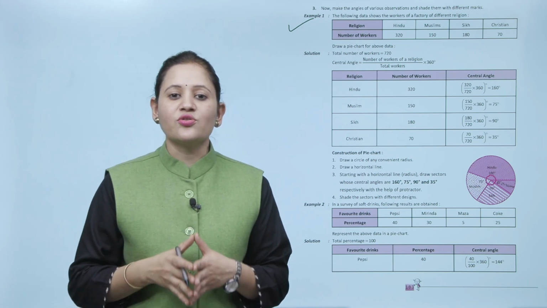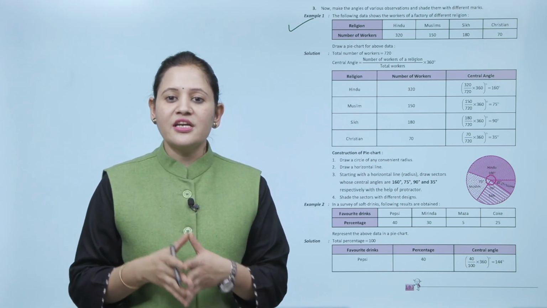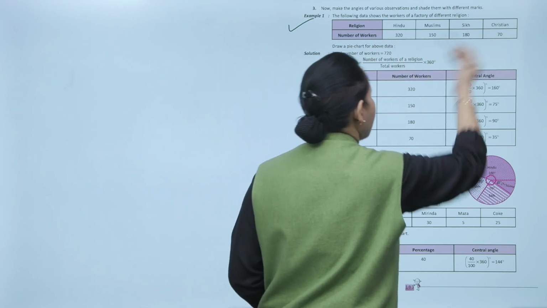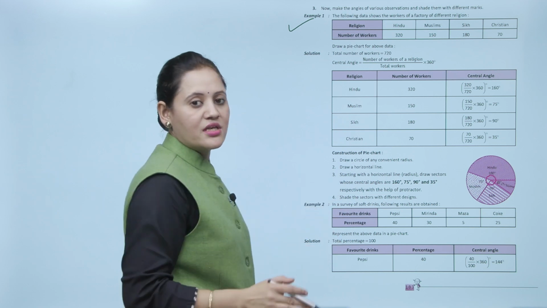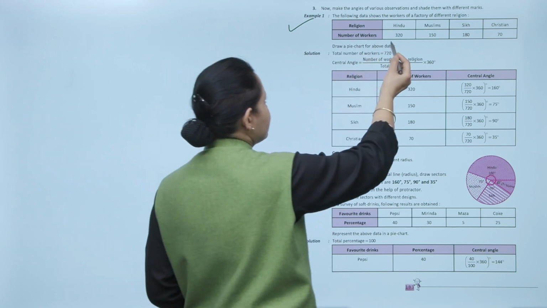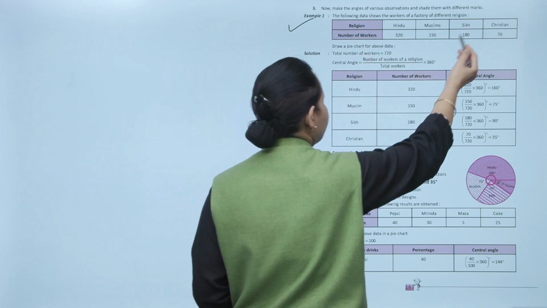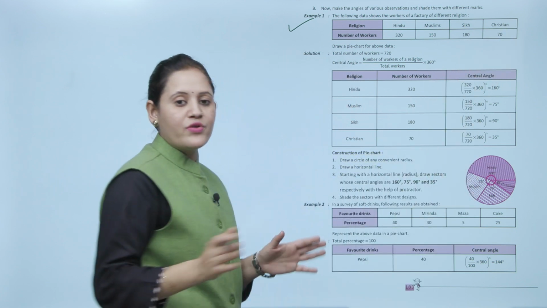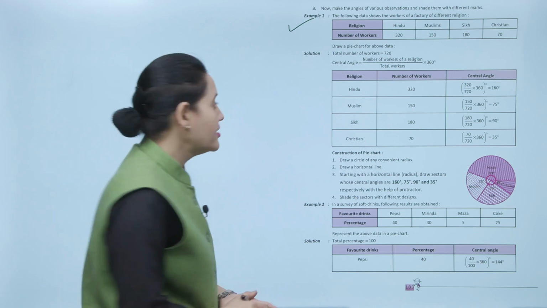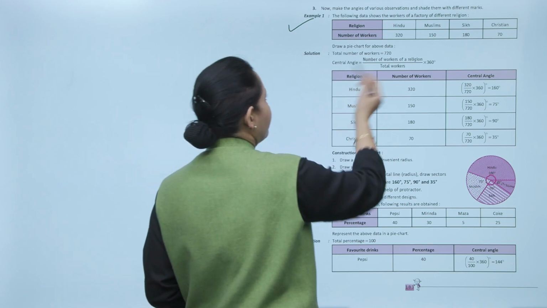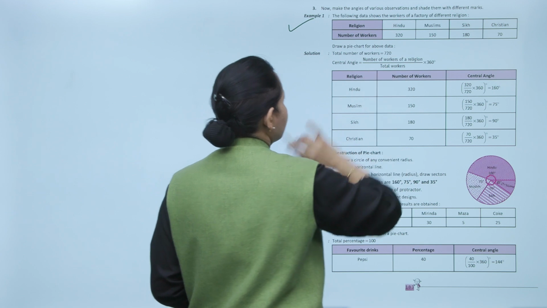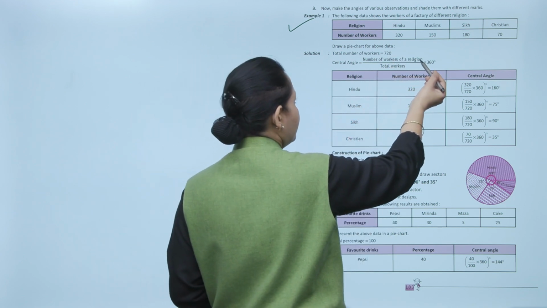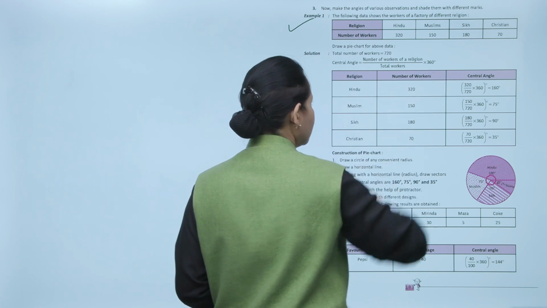The following data show the workers in a factory of different religions. The religions are Hindu, Muslim, Sikh and Christian, and the number of workers who follow the respective religion is: Hindu 320, Muslims 150, Sikh 180 and Christians 70. Now we have to draw a pie chart for that. As we know, the total number of workers is 720. So center angle is the number of workers of the religion upon total workers, into 360 degrees.